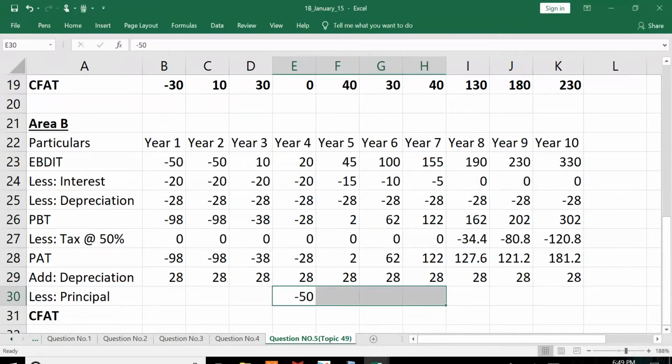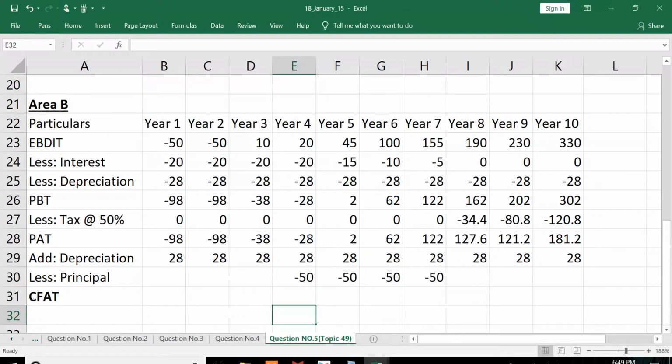You can just write a note: the subsidy of 20 lakhs will be adjusted against the asset, and the depreciable amount will be 280 lakhs. That's our assumption.